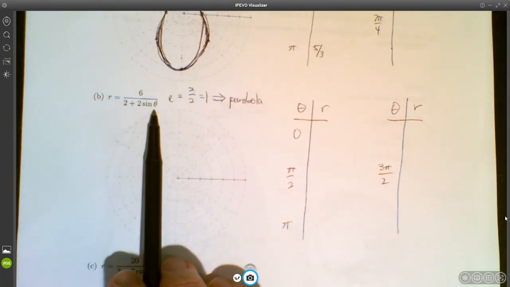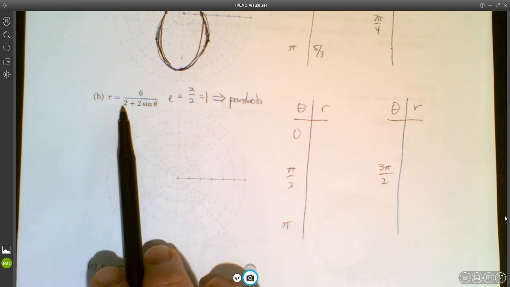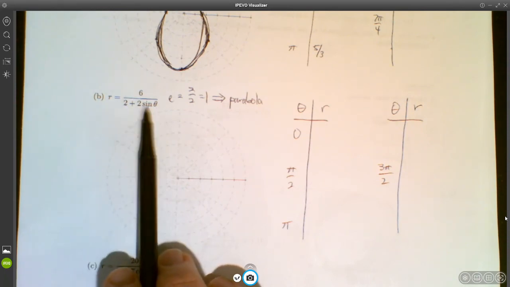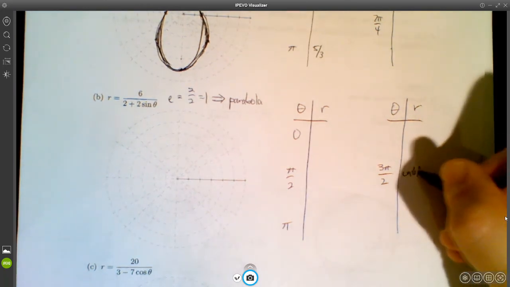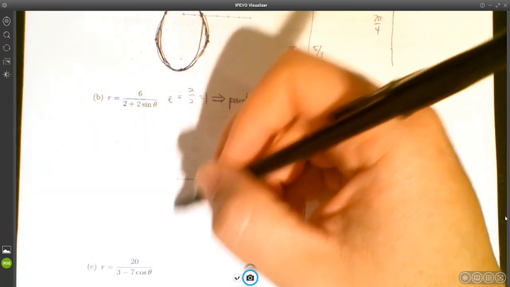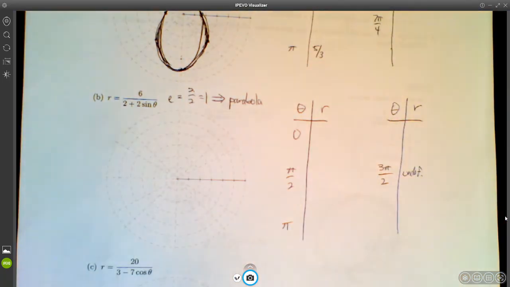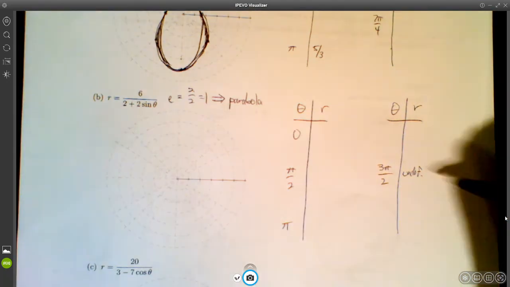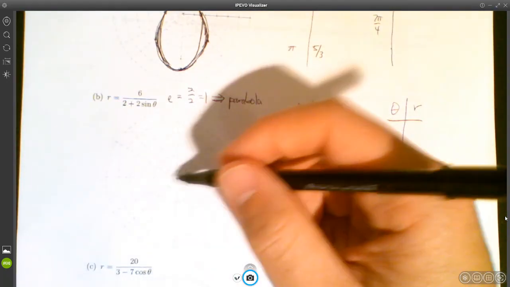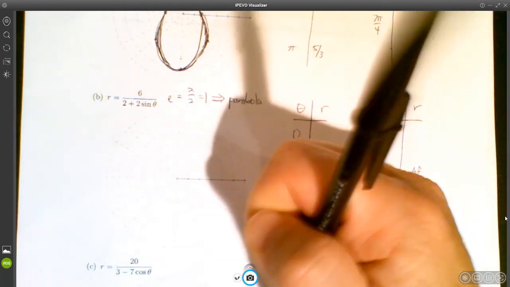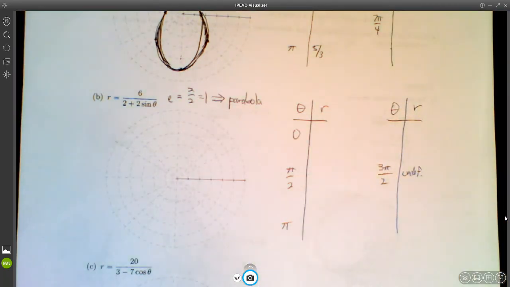Because sine of 3 pi over 2 is negative 1. 2 times negative 1 is negative 2, and 2 minus 2 is 0. So I already know this one's going to be undefined. What that tells me is that that must be the axis that this thing opens on. So I have a feeling it's a parabola that opens down, kind of like this. Because in other words, the graph can never close in around to get over to 3 pi over 2 because it's undefined there. So it's just going to keep growing and growing forever downwards in both directions.